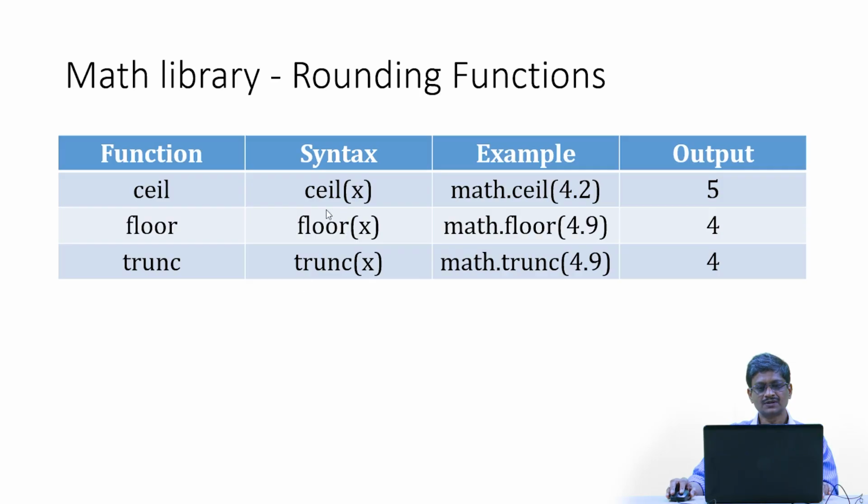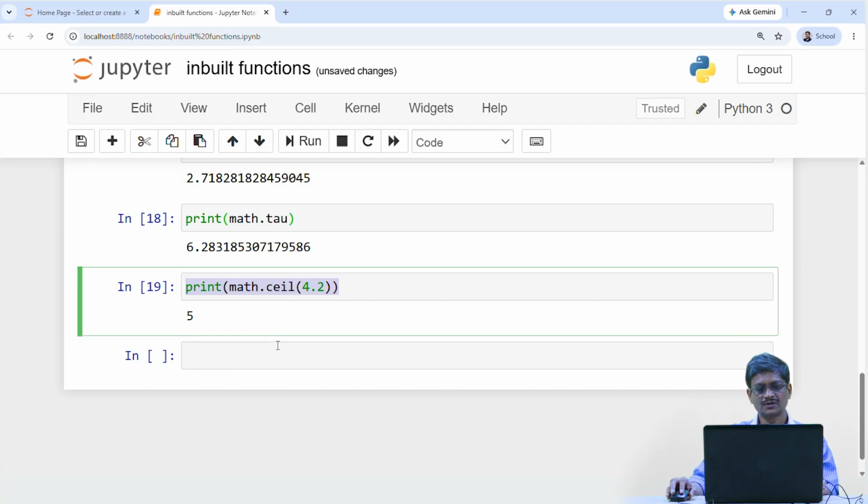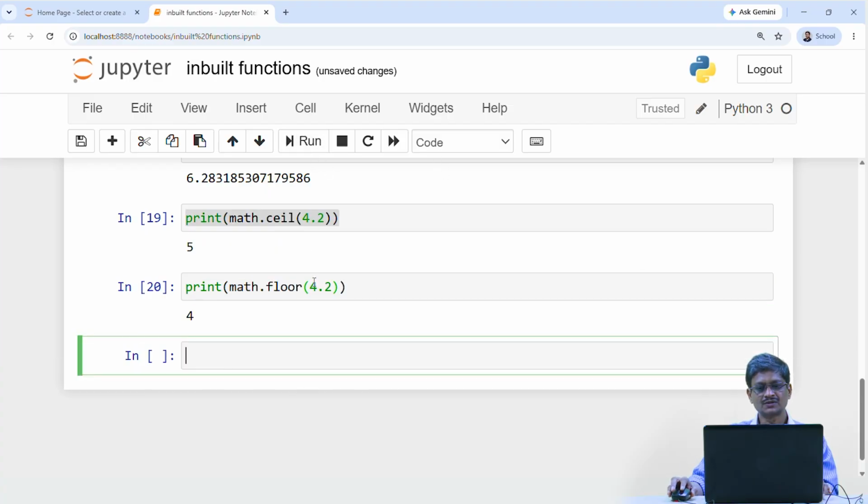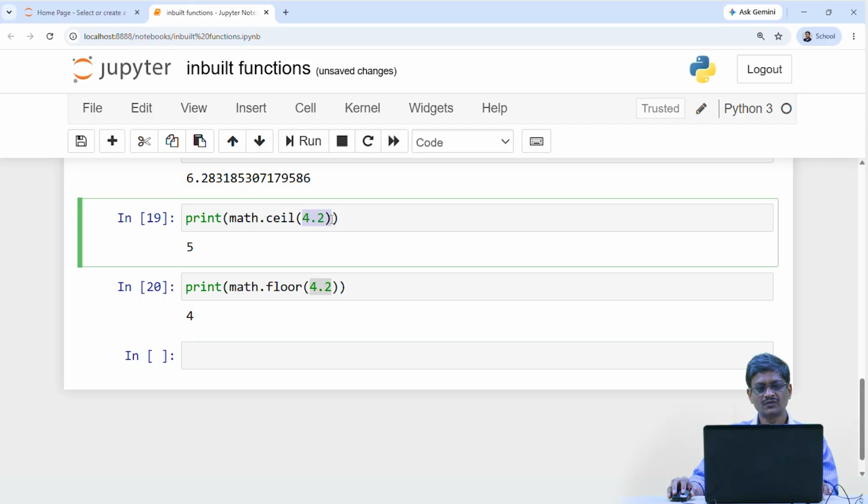Similar to this, there is another function called floor. What floor does is reduce the value to a lower value. Unlike ceil, which rounds the value up to the higher side, floor reduces the value to the lower side. Let us try this. I'm just copying this, pasting it over here, and replacing it with floor. Now if I execute this, the output is 4, because this number 4.2 is rounded to the lower side, whereas in ceil we rounded these numbers to the higher side.